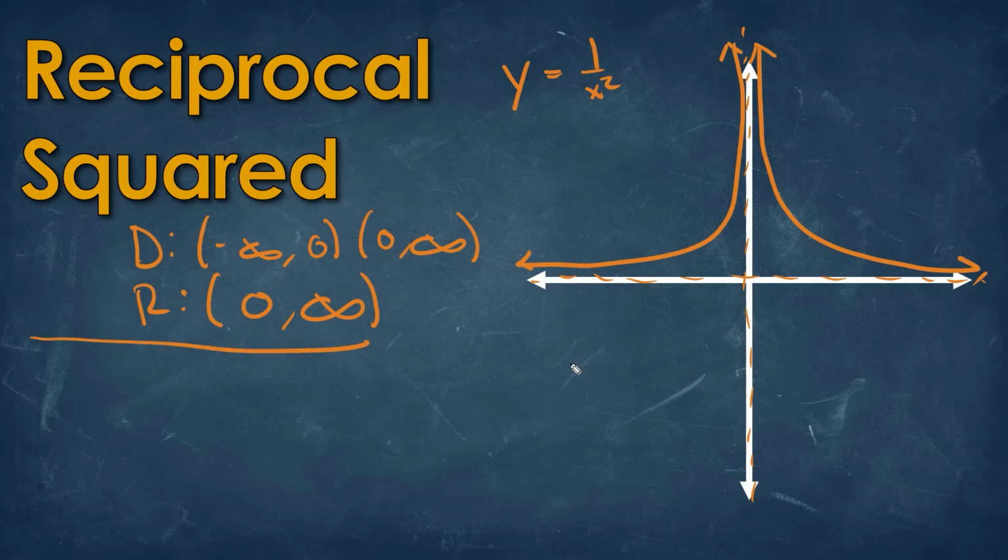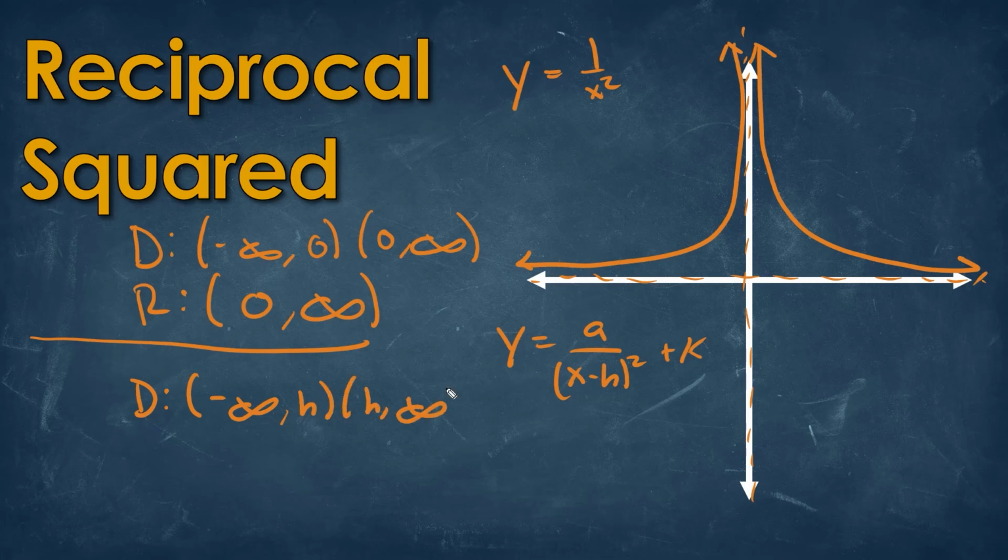If we take a look at the standard form of this equation, we have y is equal to a over (x minus h) squared plus k. This will change our domain to be at negative infinity to h, and then h to positive infinity. Our range is going to be equal to k to infinity. And again, our values of a will determine what changes for our range.